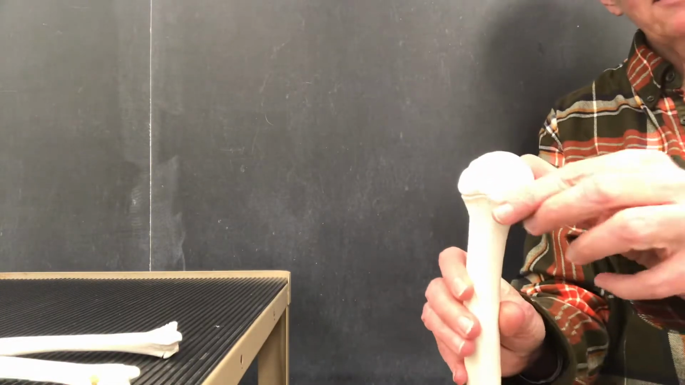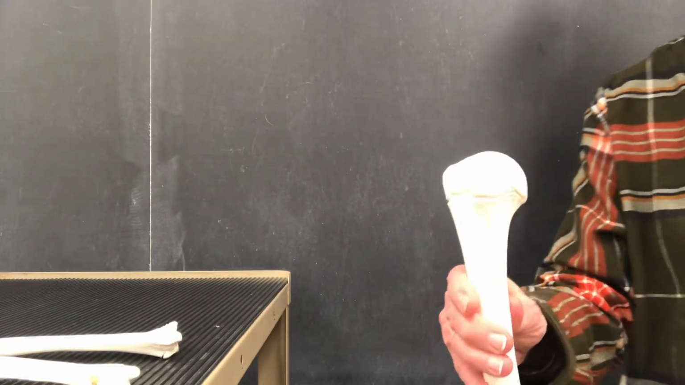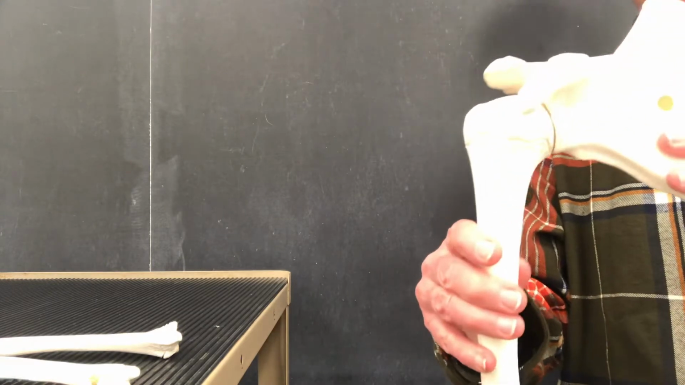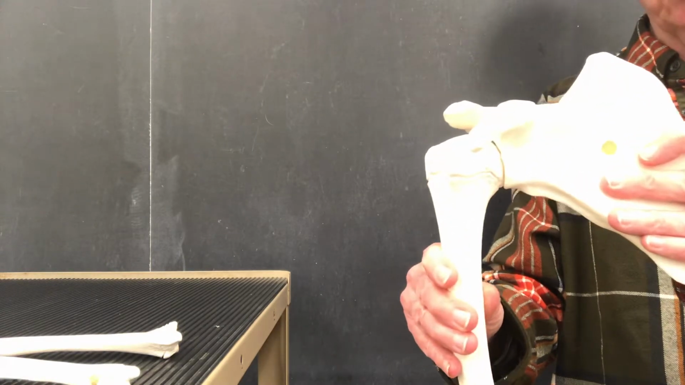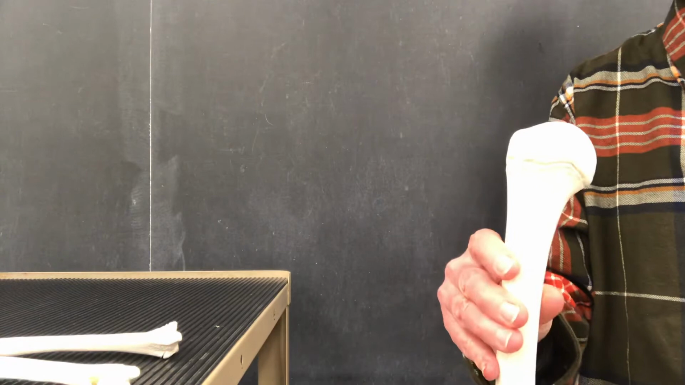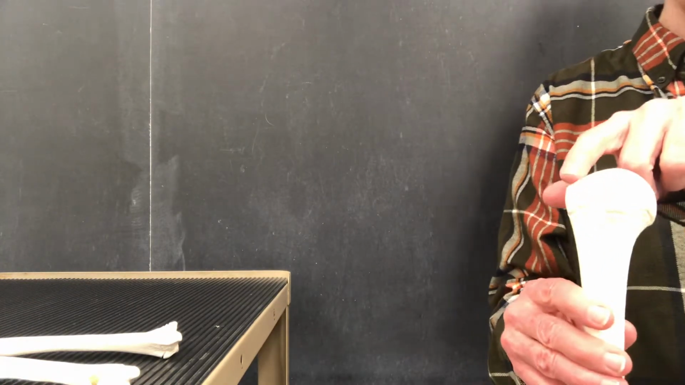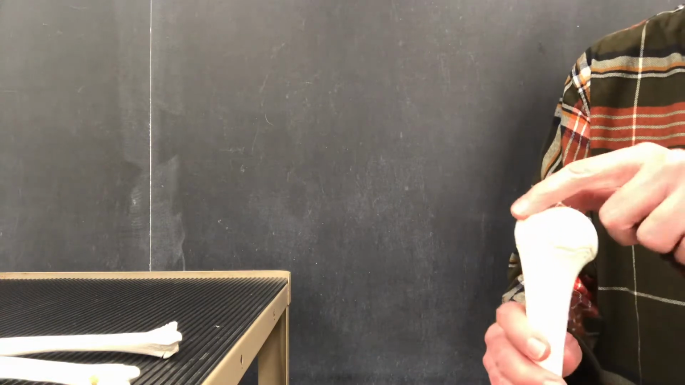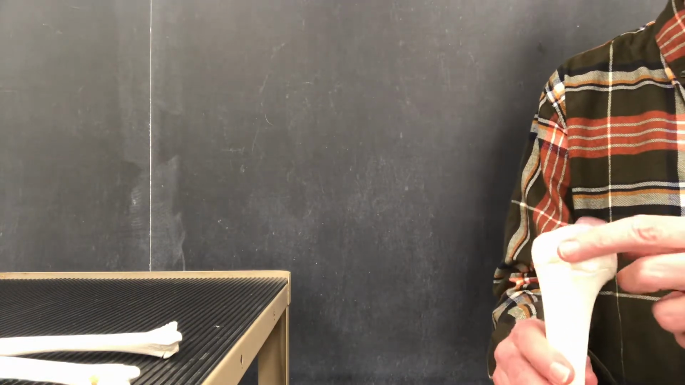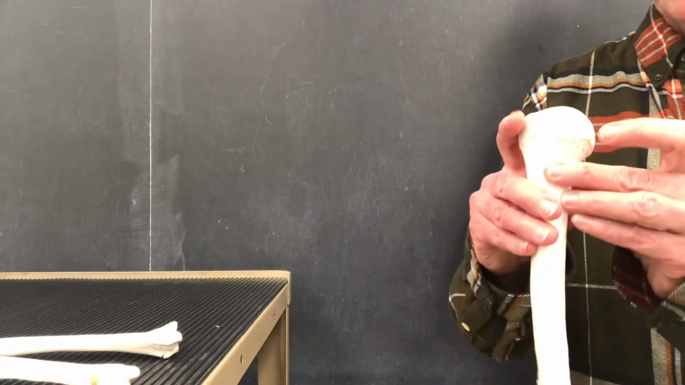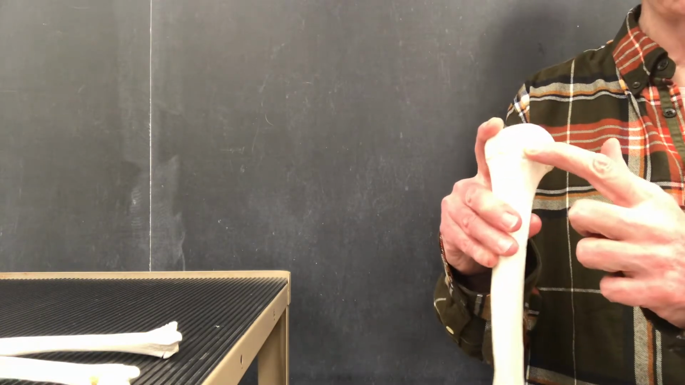This is the head. It's rounded, and it is going to go into the glenoid fossa or cavity to make up the shoulder joint. On the opposite side of the head, there is a large bump, and this is called the greater tubercle. And right below the head, there is a smaller bump. It's farther down. The greater is up here. The one that's below is the lesser tubercle.